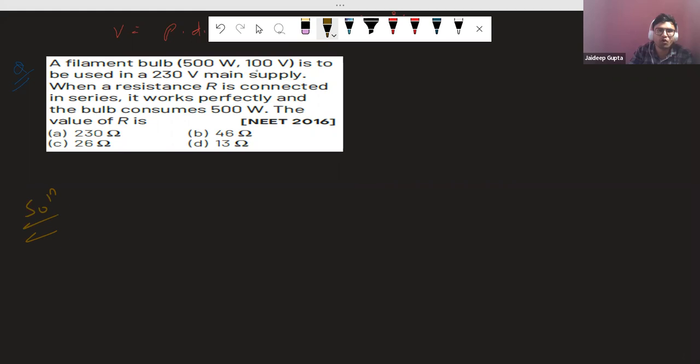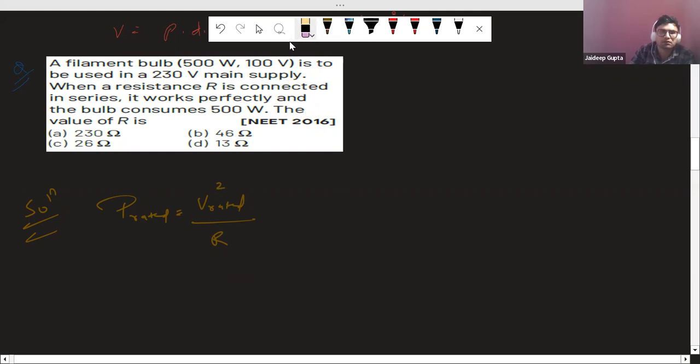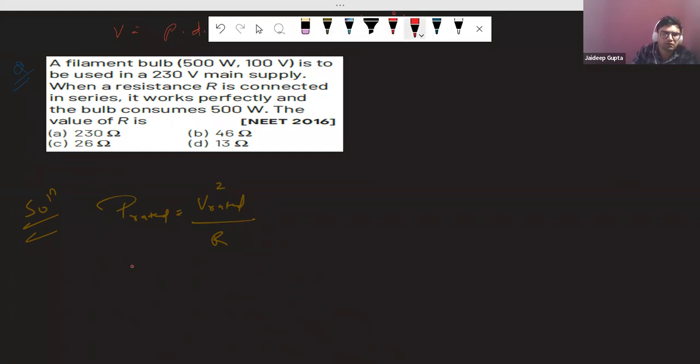Look. The filament bulb of 500 watt 100 volt is to be used on a 230 volt mains supply. When a resistance R is connected in series, it works perfectly and the bulb consumes 500 watt. The value of R we have to calculate. First of all, power is given. Rated power is given, and voltage is also given. Power is V square over R. So 500 equals 100 into 100 over R. So R is 20. The resistance of the filament bulb is 20 ohm.